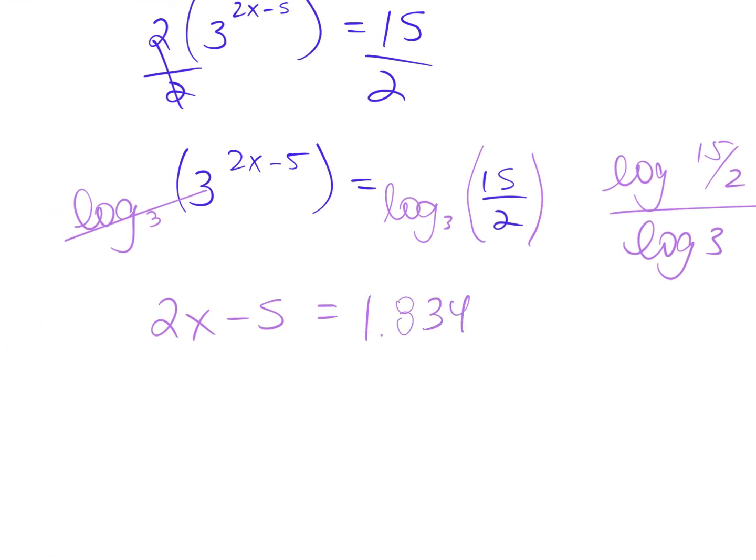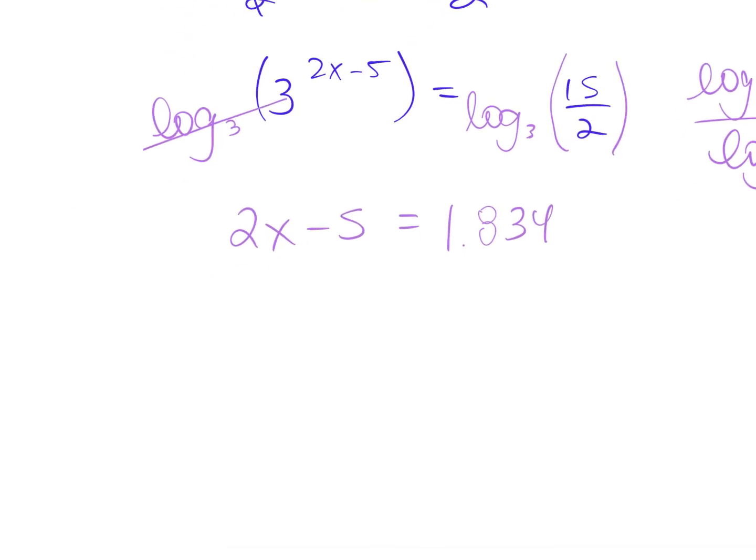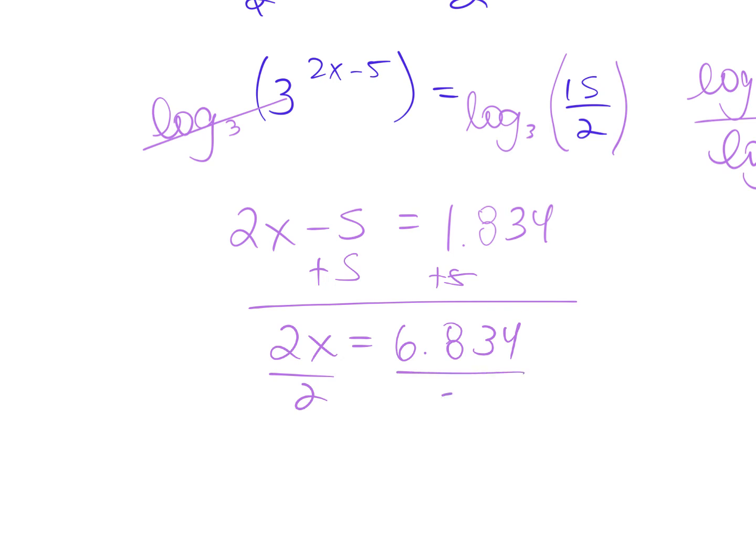1.834. Perfect. Now, am I done? No, but everybody in here knows how to solve this equation. Now, what do I do to both sides? Add 5. Perfect. So 2x equals 6.834. And then what? Divide by 2. Perfect. So x equals what?